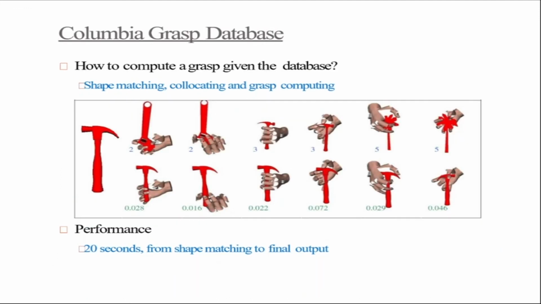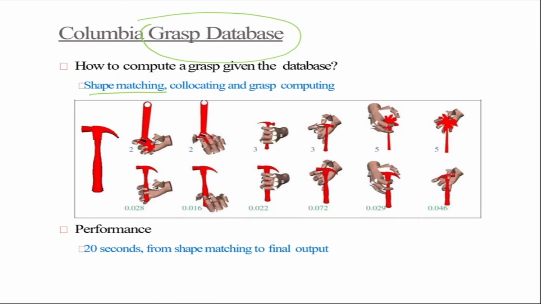Another way of looking at grasping using a multi-finger hand is by generating a database of grasps. For example, if you're given an object like a hammer and you want to hold it, then what is done is there is a shape matching between the hand and the object, and then an index is optimized.